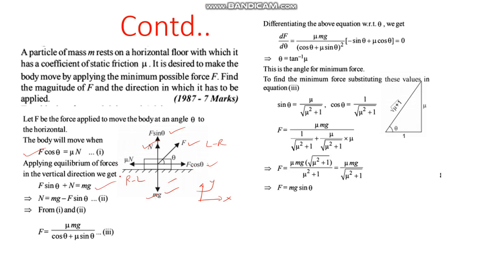So this is our equation 2. When you combine these two, N is an unknown, so you have to eliminate N, and you get an expression for F. Now he's asking what is the minimum possible force.